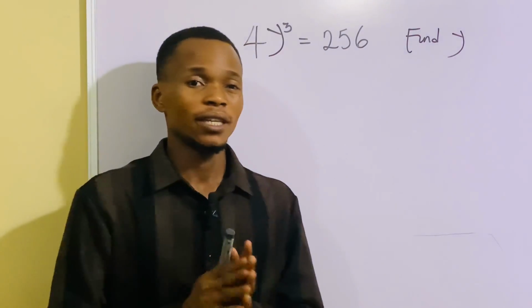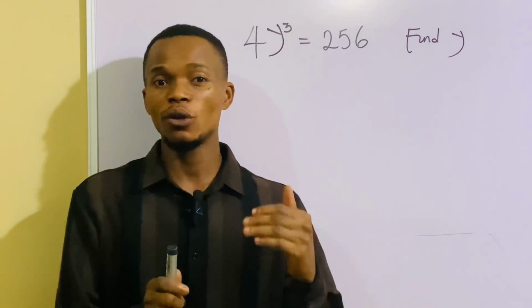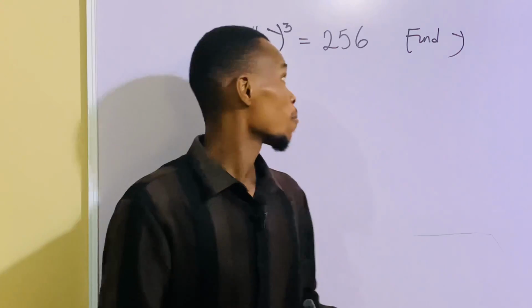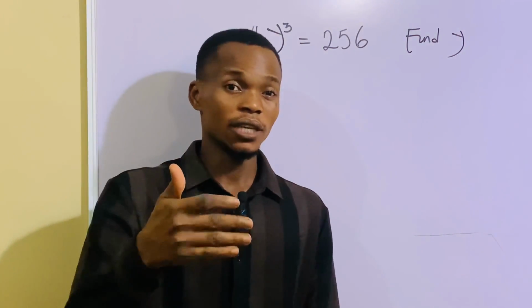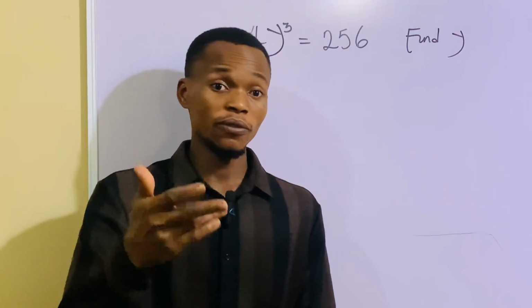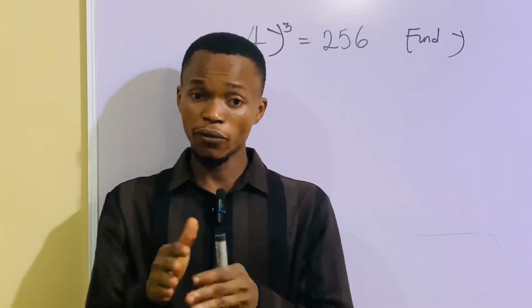It's actually easy. And the first thing I have to do is to isolate the value of y cubed. And this is what I'm going to do. Now, isolating it means I have to divide both sides by its coefficient. And the coefficient of y cubed happens to be 4. So I'm going to divide both sides by 4.